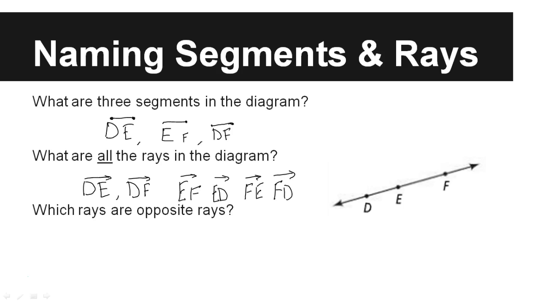The opposite rays are the ones that start at that middle endpoint, so point E, and they continue in opposite directions, so ray ED and ray EF. Once again, remembering through all of these that we're using our proper labeling over the top.